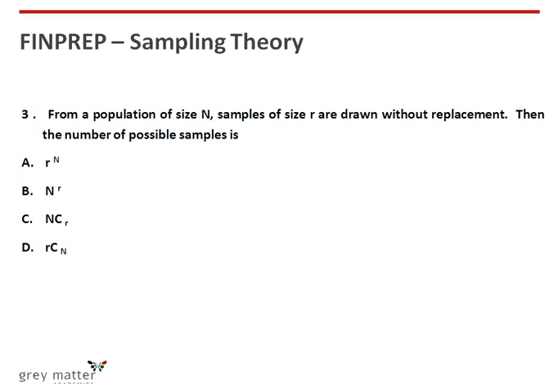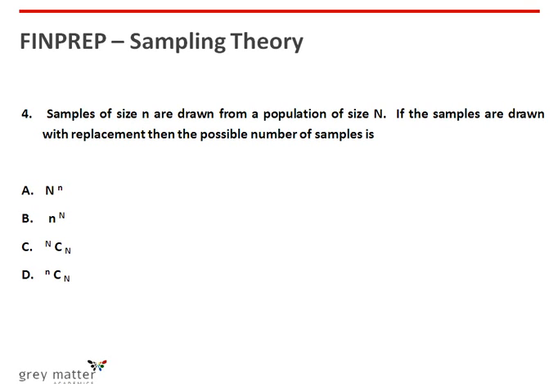Moving over to the third question. From a population of size N, samples of size r are drawn without replacement. Then the number of possible samples is nothing but a combination of selecting r items from the total N. So it works out to be NCr, or N choose r, which is option C. Going to our PowerPoint presentation, the solution is option C, which says NCr.